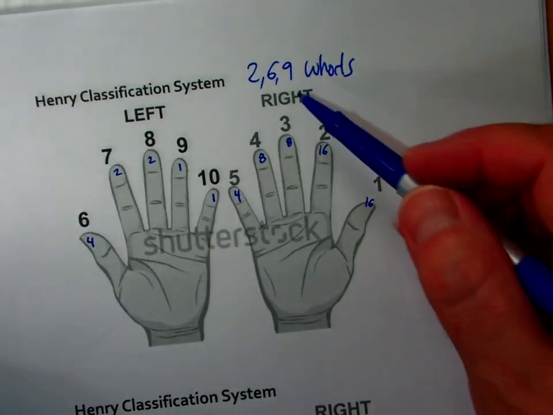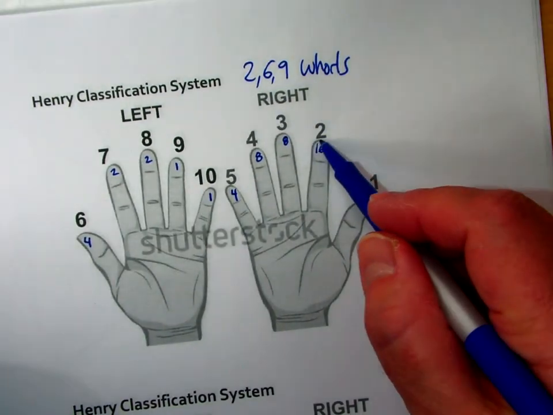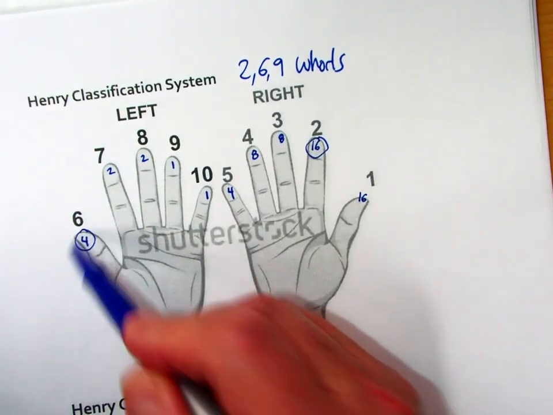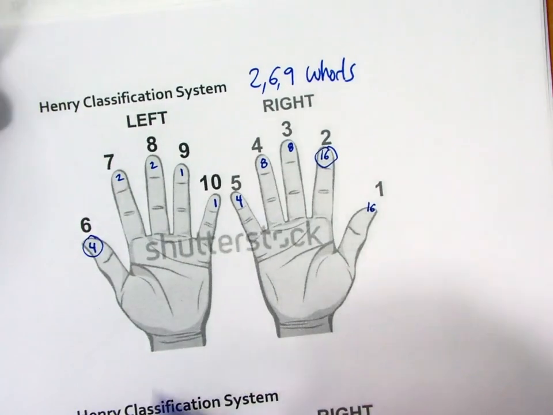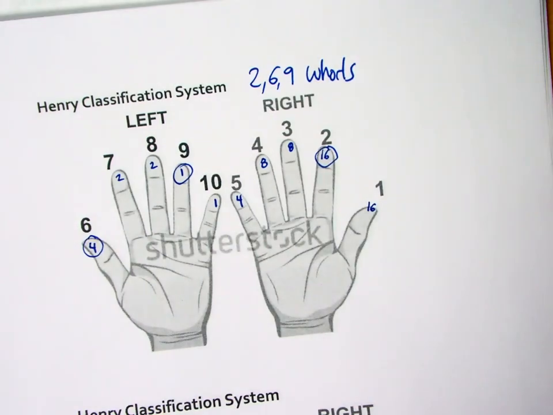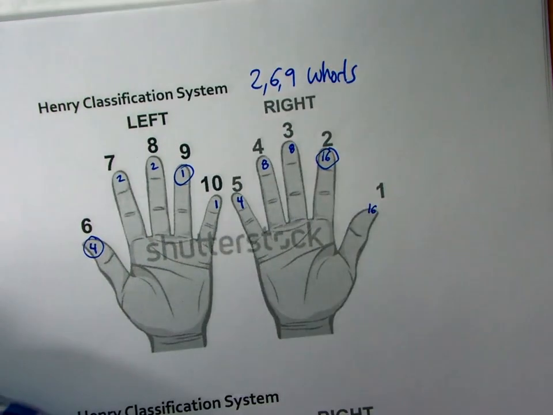So 2, 6, and 9. Here's finger 2. So it's going to earn that 16. 6, it's going to earn that 4. And 9, 9 is a 1. So these are the only numbers we're going to use. Now remember, we put even numbers over odd numbers.